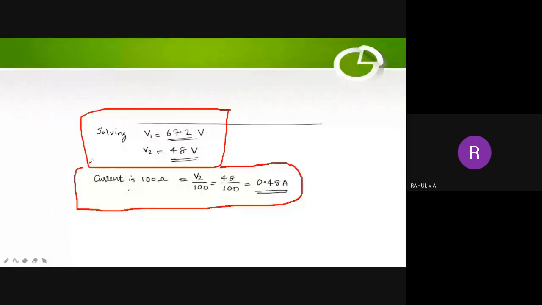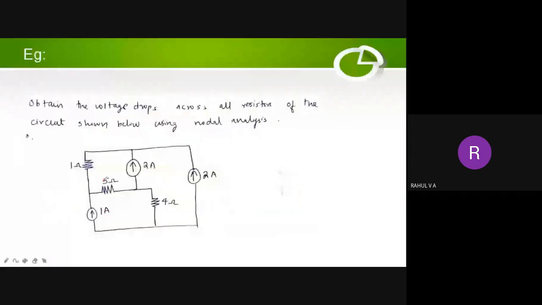Okay, let us move to the next problem, the most important problem. Normally they will ask this problem for 10 marks. First, they are telling us to obtain the voltage drop across all resistors of the circuit shown below using node analysis. So you have to find out the voltage drop across each resistor using nodal analysis.